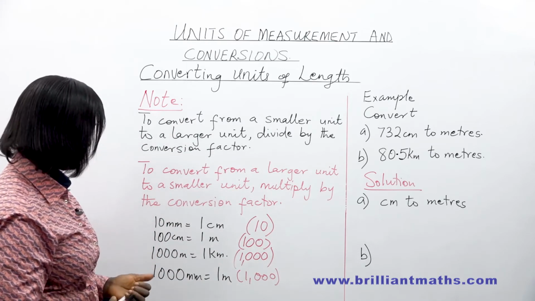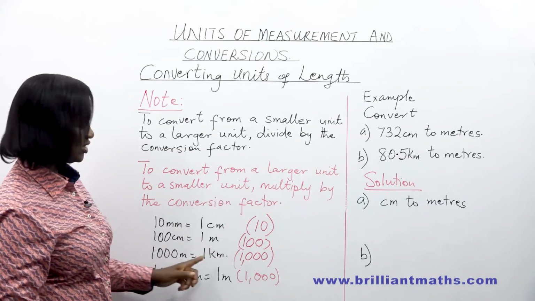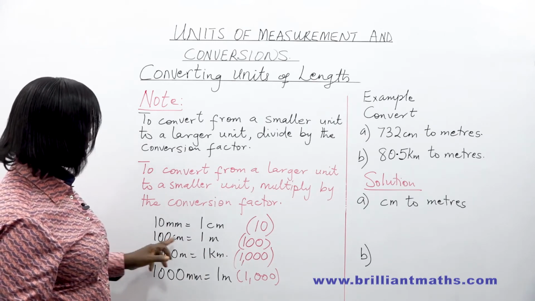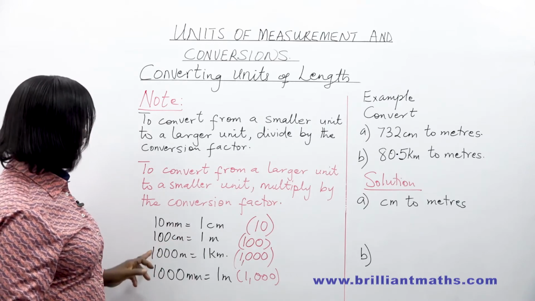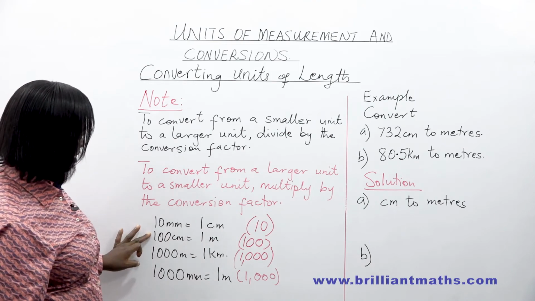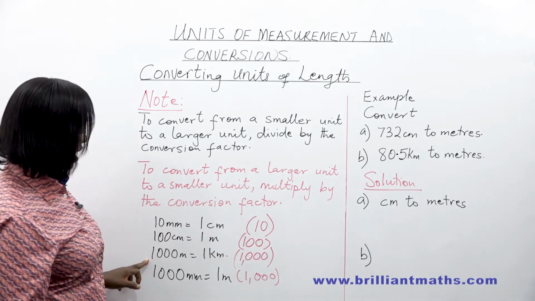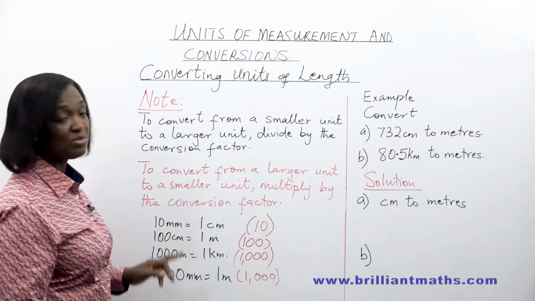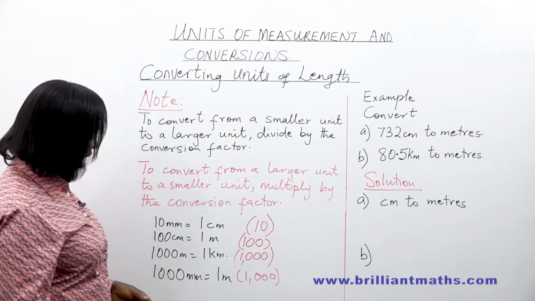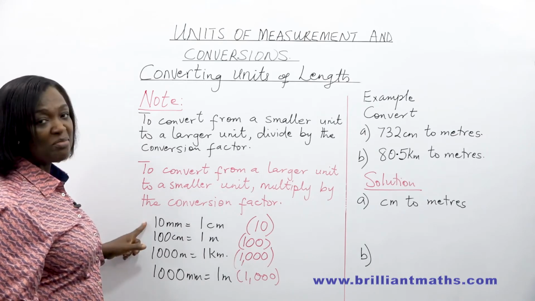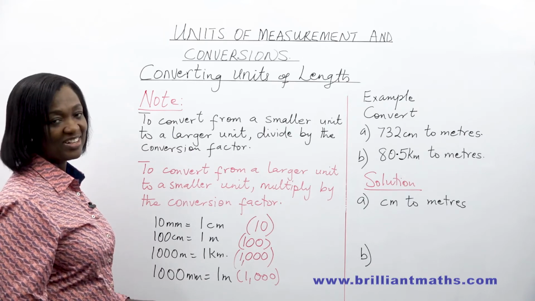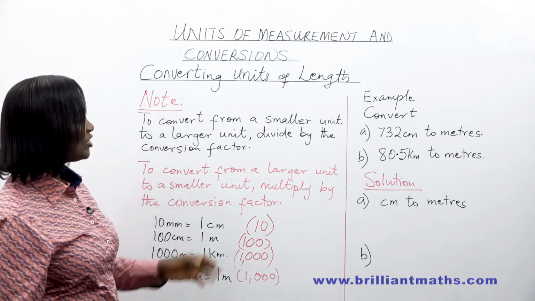And from centimeters to kilometers, let's just look at that. 100 centimeters make a meter, and 1,000 meters make a kilometer. So 100 times 1,000, that means 100,000 centimeters make a kilometer. And 1,000,000 millimeters make a kilometer. That's very interesting. So let's look at this example.